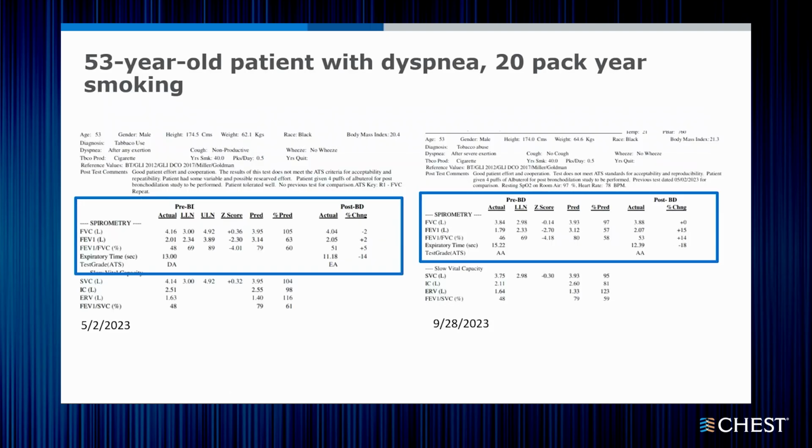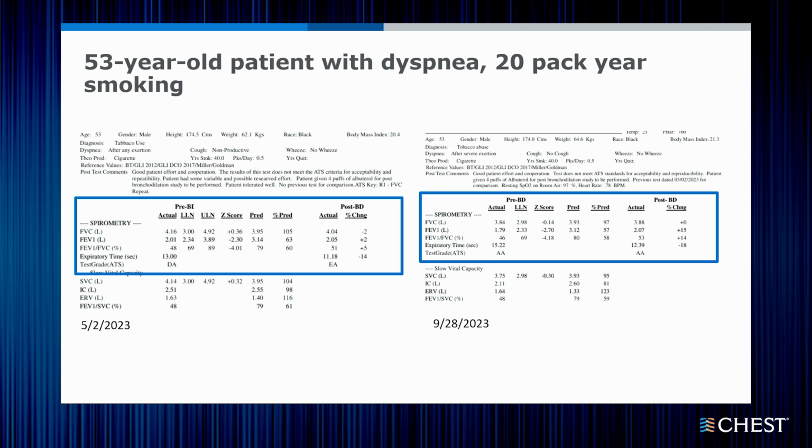Let's look at a patient here. This is a patient from our clinic. This is a 53-year-old patient with dyspnea and a 20-pack year history of smoking. I had PFTs done to assess the shortness of breath, and you can see he had a PFT done in May and another in September. And you can see here he didn't have any bronchodilator response.